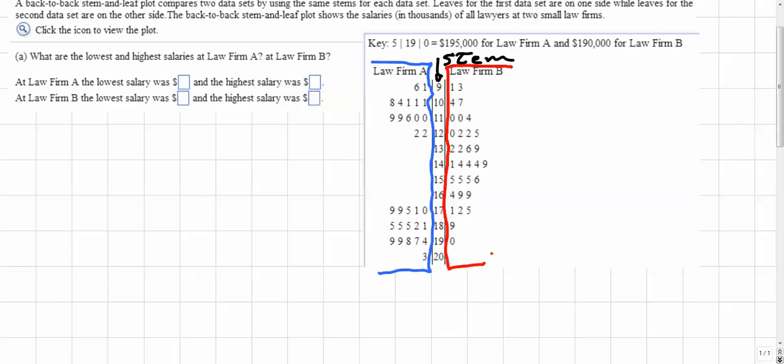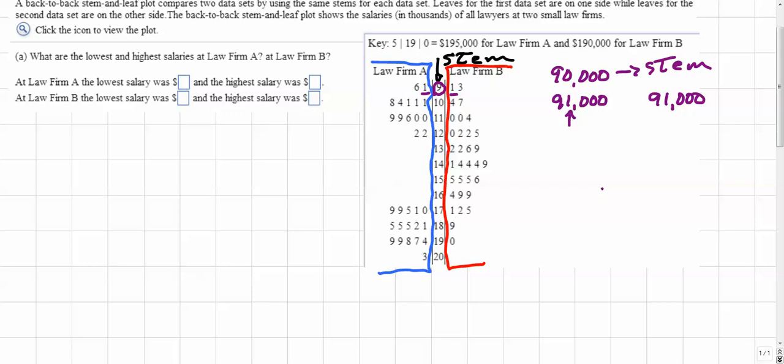And basically, when I look at this, let's start with this 9 here. That's going to represent 90,000. And I can look at this one right here, which means that that will be 91,000. And I can do the same thing for law firm B, and I also have 91,000 there. So this right here is going to be my stem. And we know that this is the leaf obtained from the table.